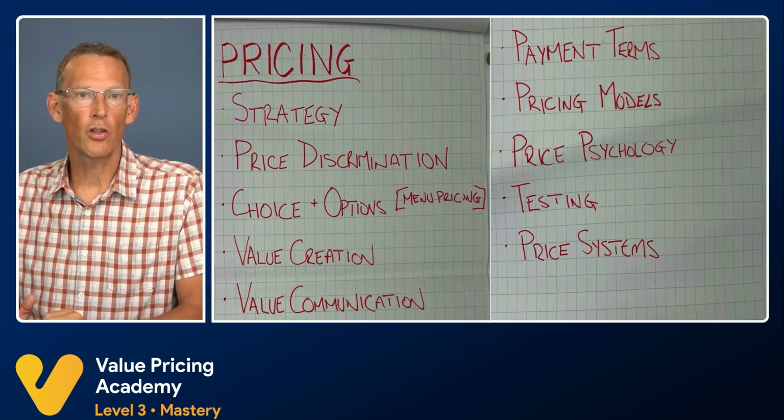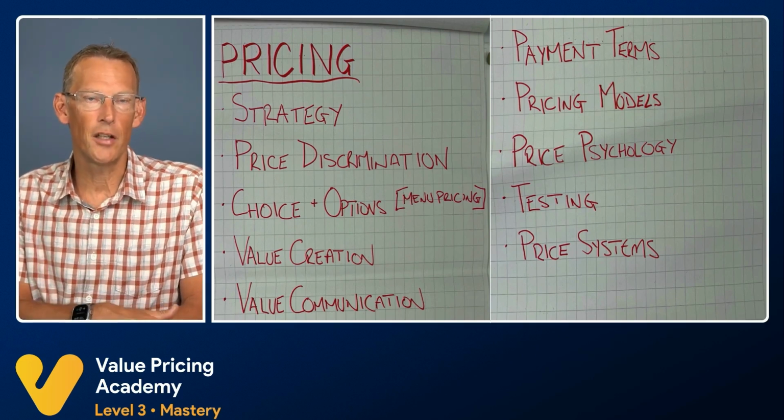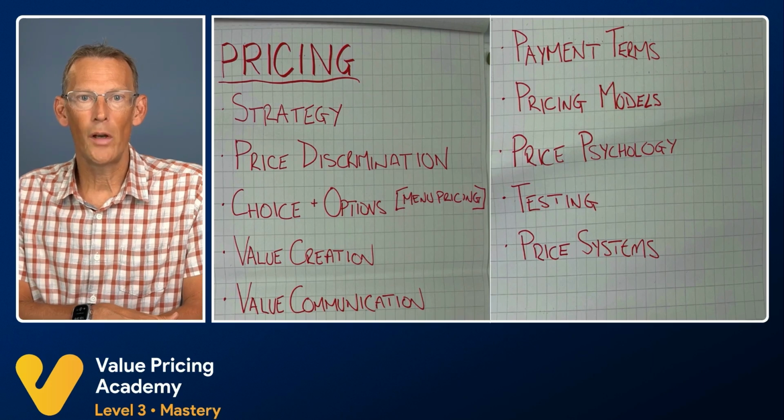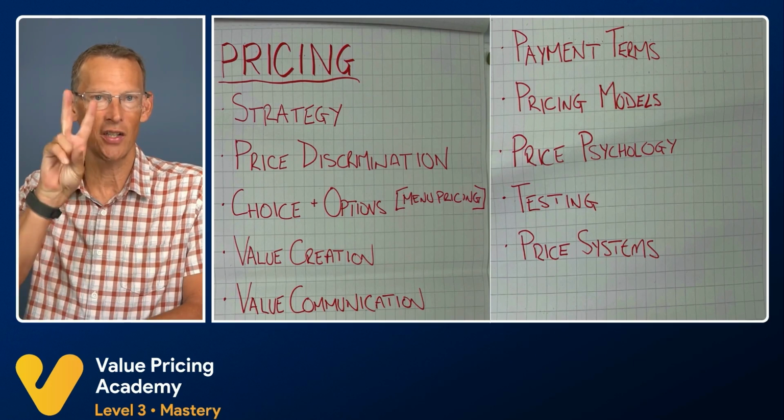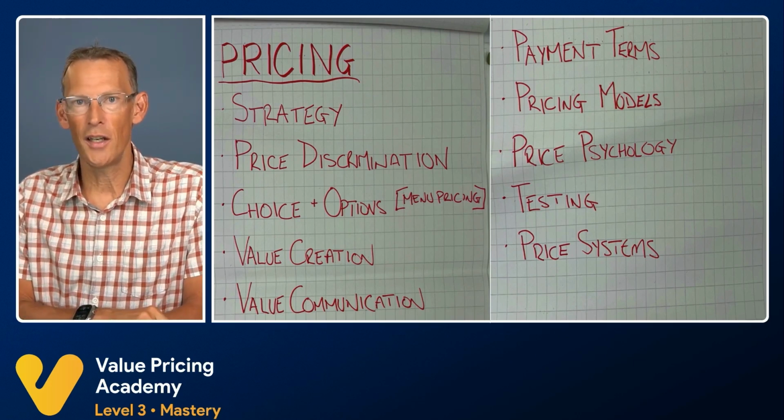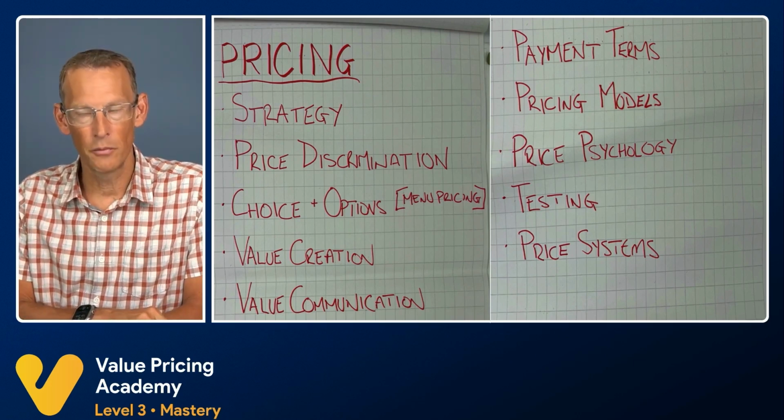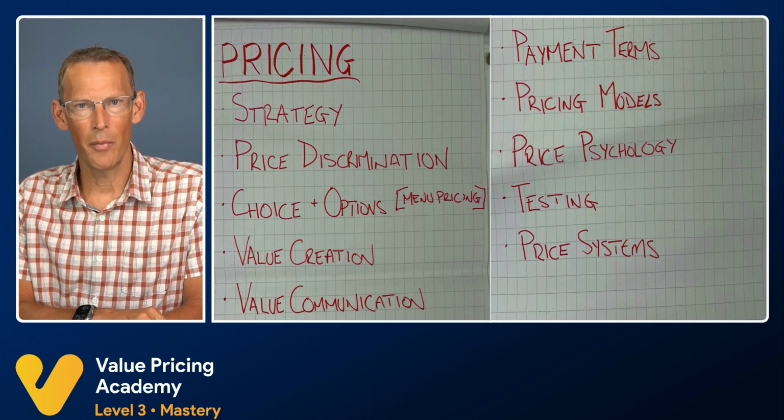So the next one I put choice and options in brackets, menu pricing. When we look at price discrimination, there is one particular strategy, it's actually a second degree, which is extremely powerful, relatively easy to implement, and applicable to most businesses.